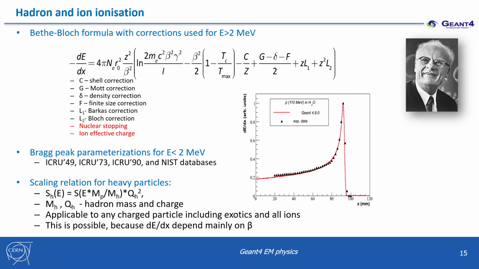So by this scaling, we may find out how to handle all hadrons, muons, ions. For muons, we also take into account radiative corrections, but the formula practically is the same. And for low energy, as I said before, we use parameterization.